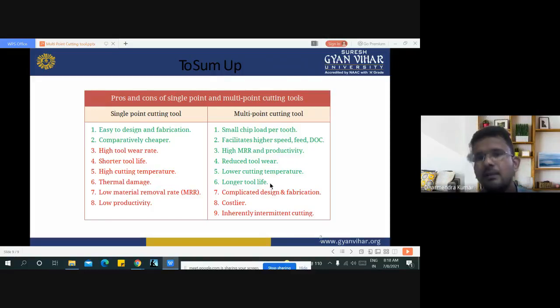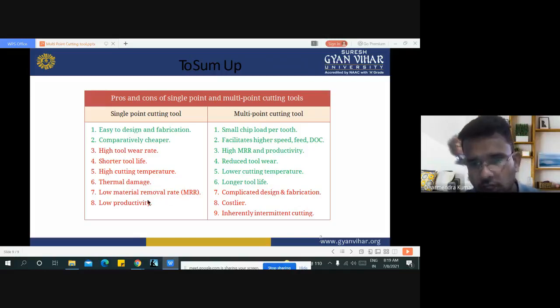But the generation of heat at the place of contact between the multi-point cutting tool and the workpiece is much lower than in the single point cutting tool, and due to this very little thermal damage occurs because no more temperature is rising at the place of contact between them. Thus it improves the overall tool life of the multi-point cutting tool.